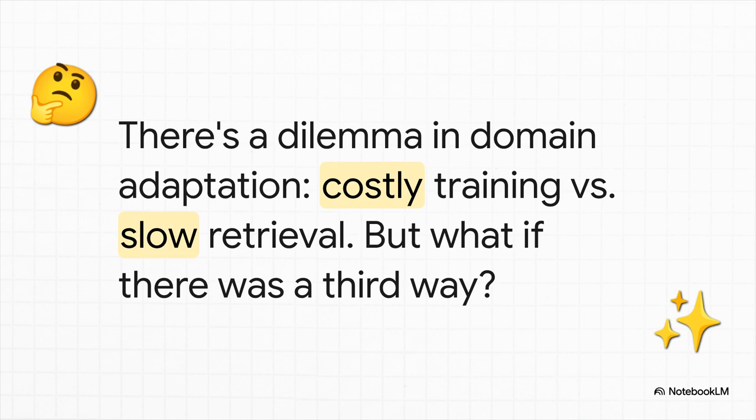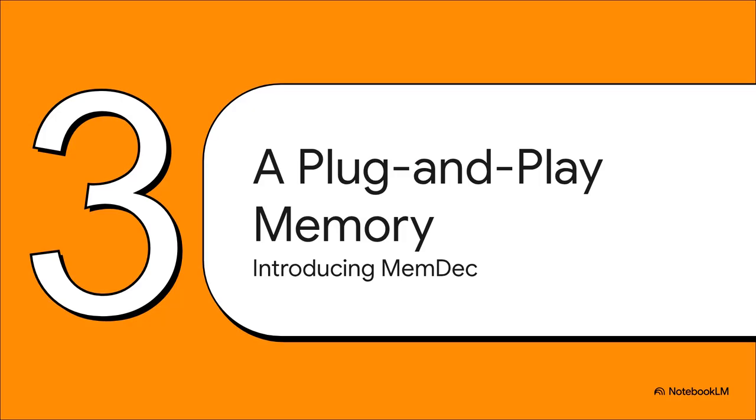But what if there was a third way? What if we could get the best of both? And this is it. This is where a new idea called the Memory Decoder, or MEMDEC for short, enters the picture. It's designed to be that third option, a way to completely get around that old dilemma and change how we think about making AI smarter.